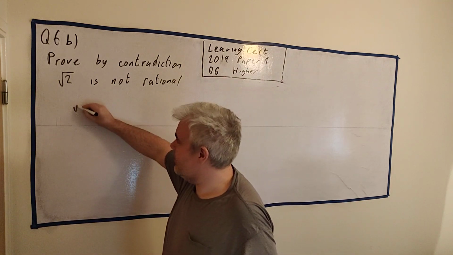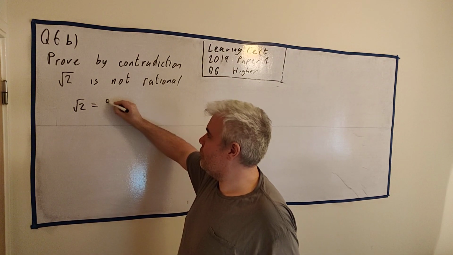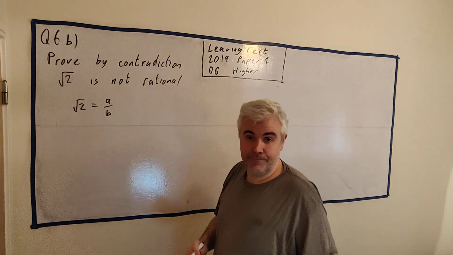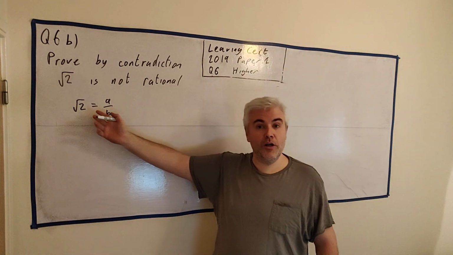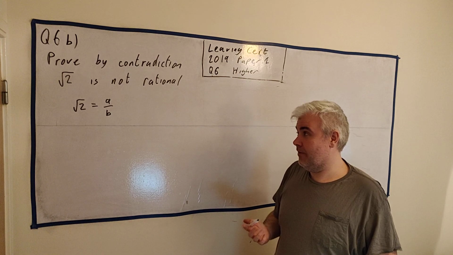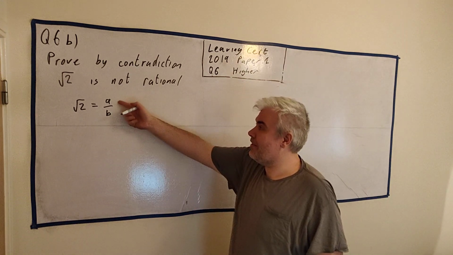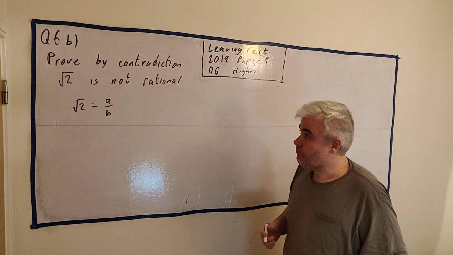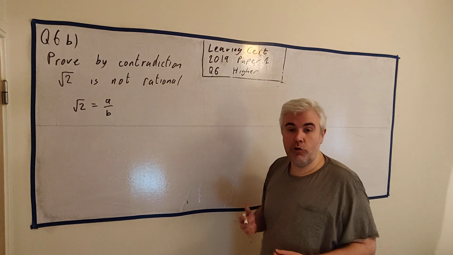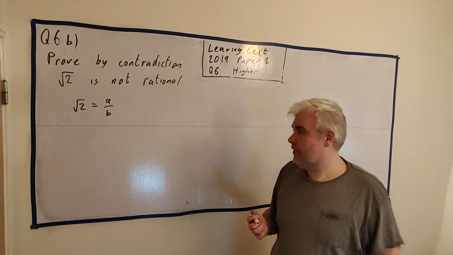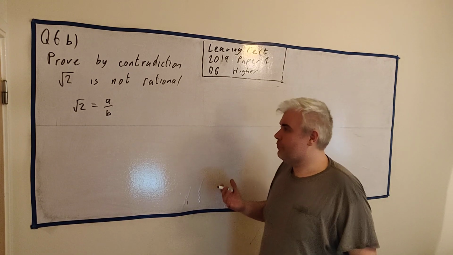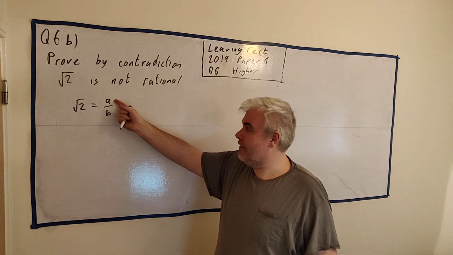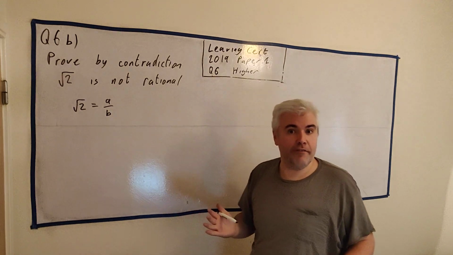How to start it is, let's write square root of 2 is equal to a divided by b, because every rational number looks like a divided by b. Every rational number can be made to look like this, where a and b have no common factors, because every rational number, at least, can be written like that. So nothing that divides a also divides b is what we're looking for.